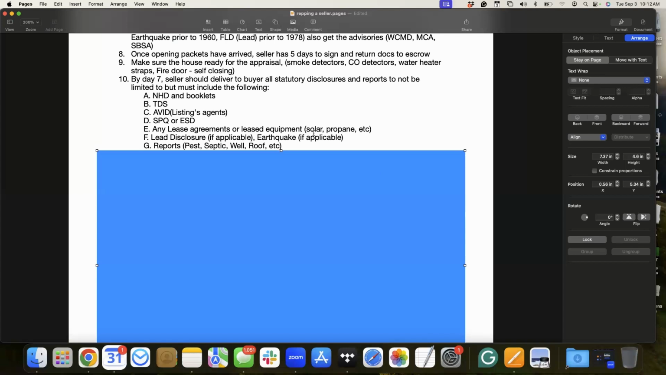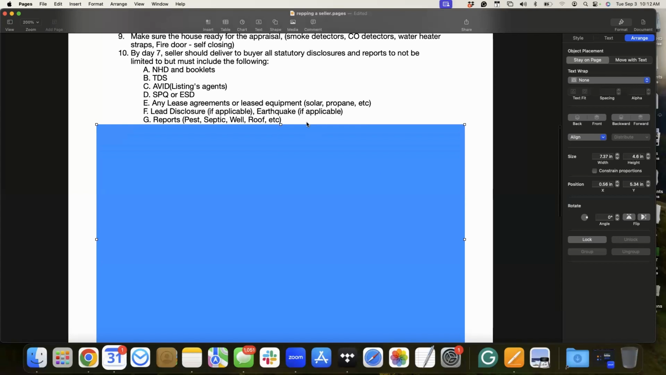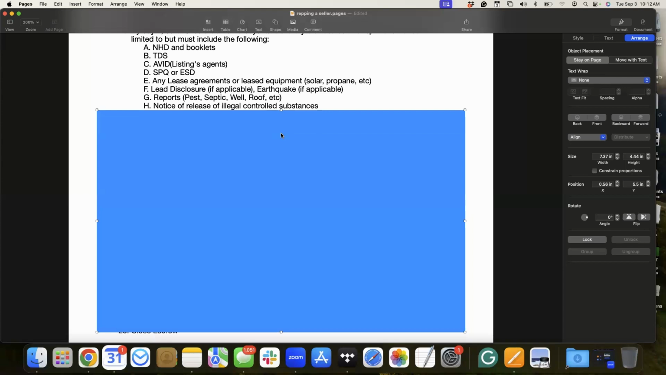If it's pre-1960 or pre-1978 or both, the lead disclosure and the earthquake disclosure have to be part of that package. And then all of our reports, the pest, the septic, the well, the roof, whatever it was that we said we were going to pay for and deliver, we have to deliver, and on time. What else do we need to send over? Notice of release of any illegal controlled substances. Hopefully that's never going to become an issue, but that's in the contract.